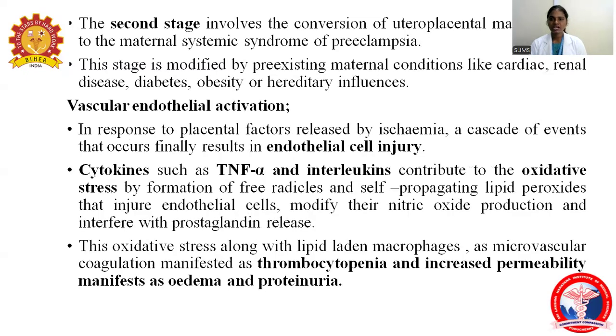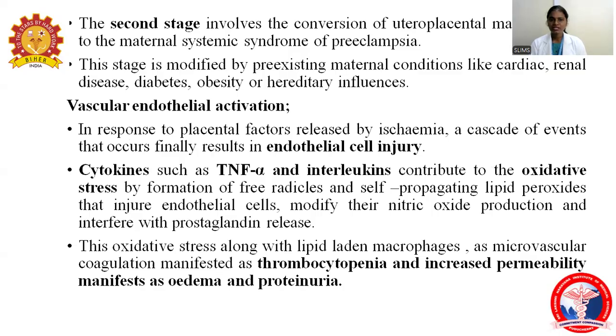The second stage involves conversion of uteroplacental insufficiency into the maternal systemic response syndrome of preeclampsia. The stage is modified by pre-existing maternal conditions like cardiac and renal disease, diabetes, obesity, and hereditary influences.